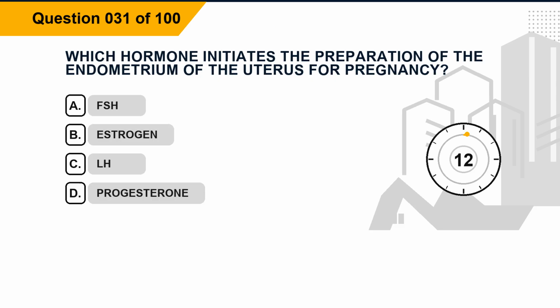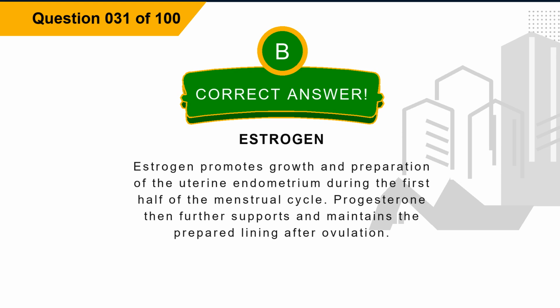Question 31. Which hormone initiates the preparation of the endometrium of the uterus for pregnancy? Option A, FSH. Option B, estrogen. Option C, LH. Option D, progesterone. The correct answer is option B, estrogen. Explanation. Estrogen promotes growth and preparation of the uterine endometrium during the first half of the menstrual cycle. Progesterone then further supports and maintains the prepared lining after ovulation.